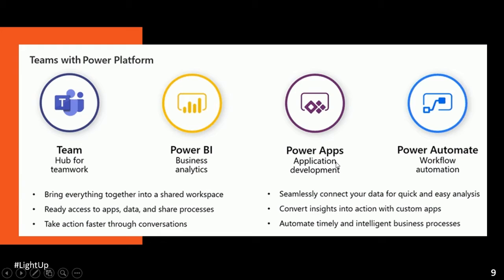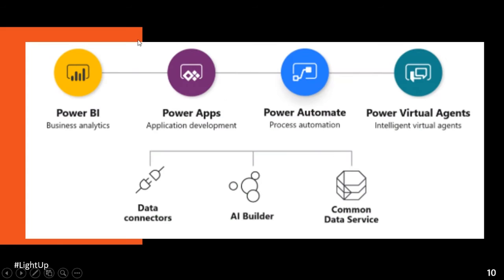Then Power Apps is for application development. Power Automate is for process. If you have to make a flow or a business process, Power Automate helps you with that. We'll see in the demo how to use Power Automate with our Power Virtual Agent. And we have Power Virtual Agent as part of this Power Platform. With the help of data connectors, AI Builder, and Common Data Service, you can integrate with any other stream of data.